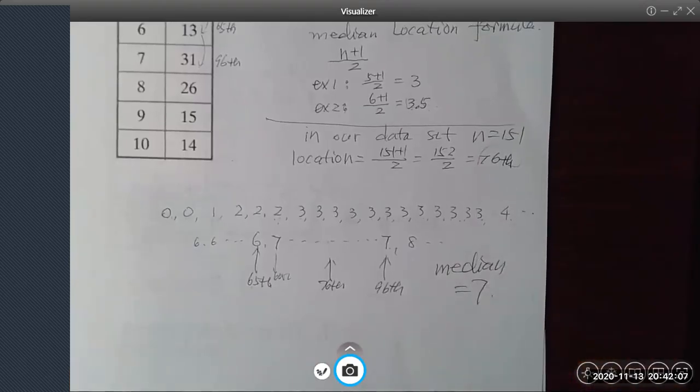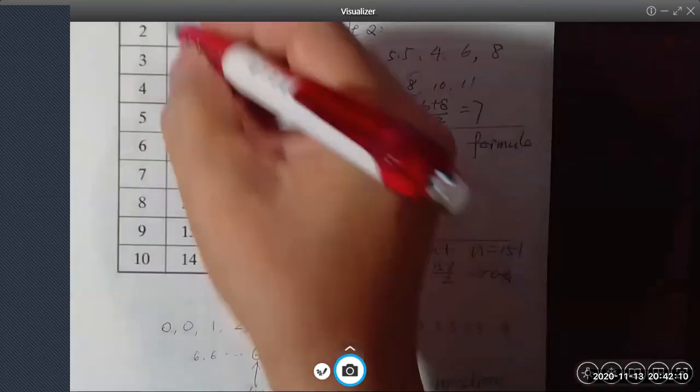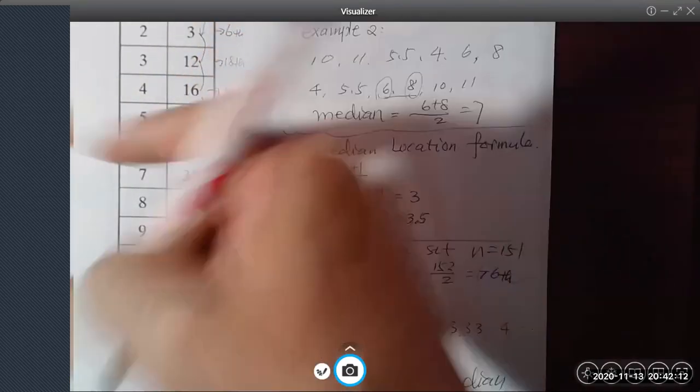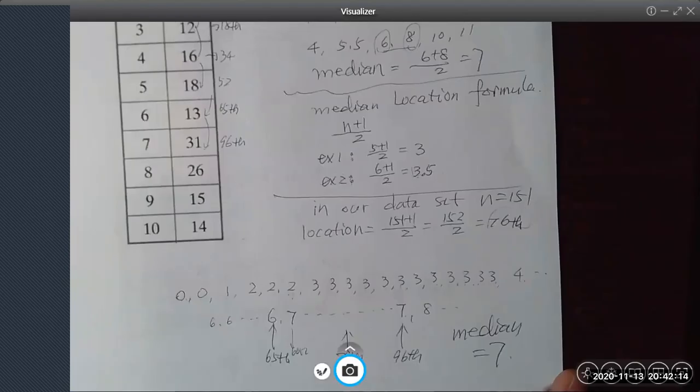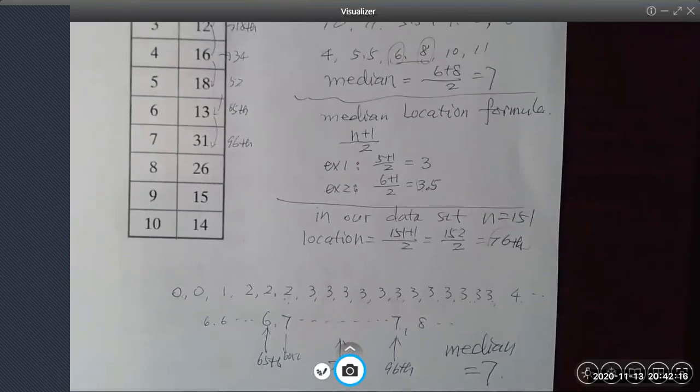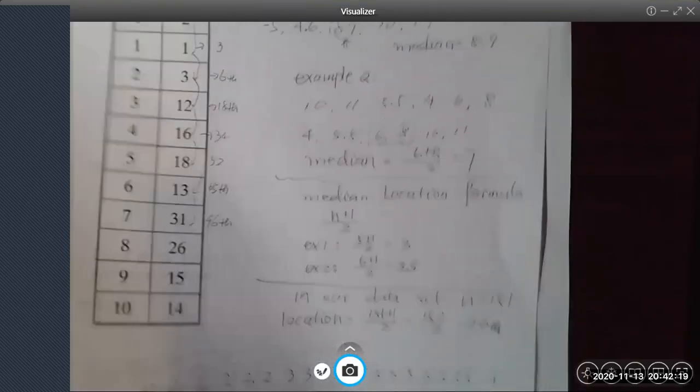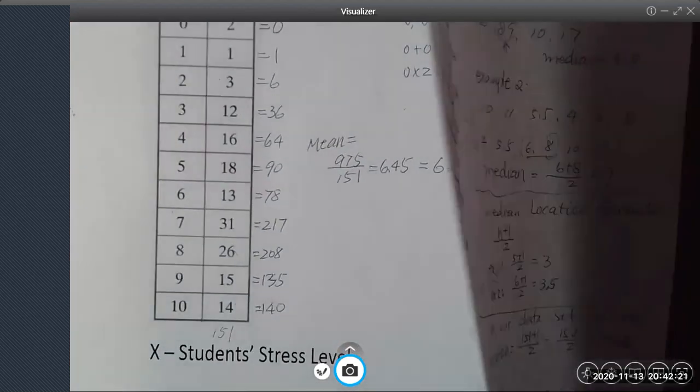This is just beautiful. Even if you have millions of students, just adding them together, you can find the median quickly. Use this method. Okay, now what else do we have? We have the mode and the range of the data set, and these two are super easy.